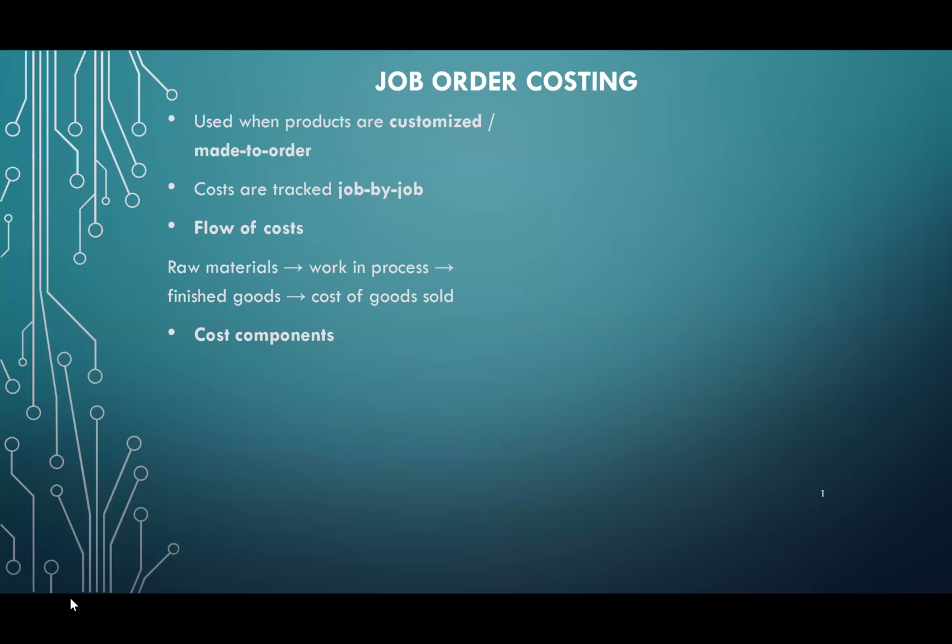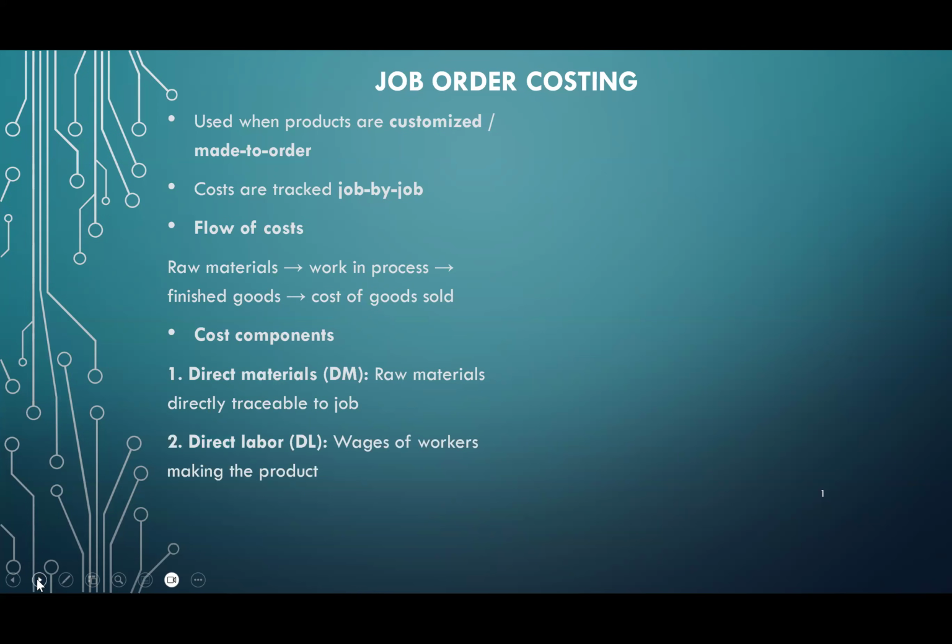Okay. So let us talk about the three components of costs. Direct material, refresh your memory. These are raw materials which are directly traceable to a job. Then we have direct labor.